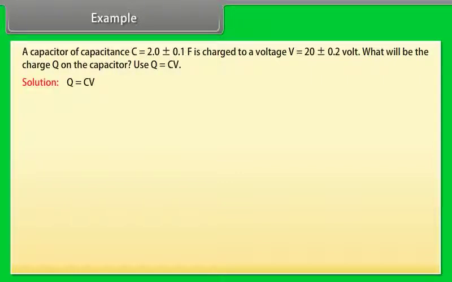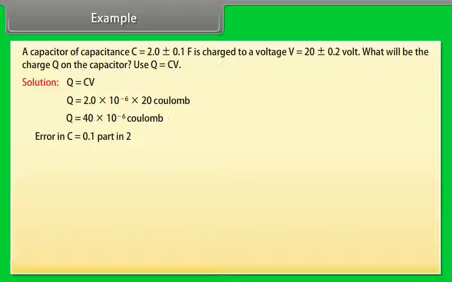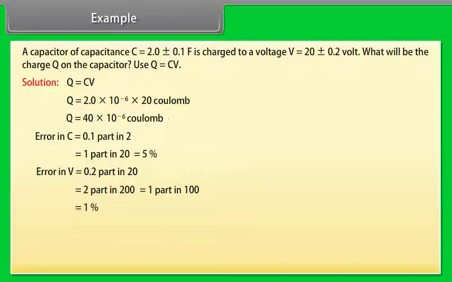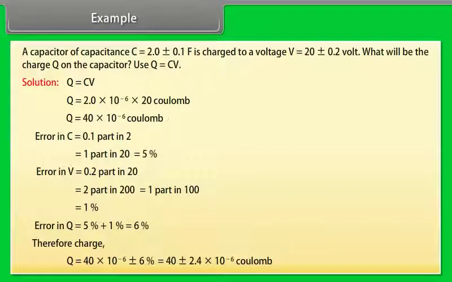Q = CV. On calculating, we get Q = 40 × 10^-6 coulomb. Error in C = 0.1 part in 2 = 5%. Error in V = 0.2 part in 20 = 1%. Error in Q = 5% + 1% = 6%. Therefore, charge Q = 40 ± 2.4 × 10^-6 coulomb.